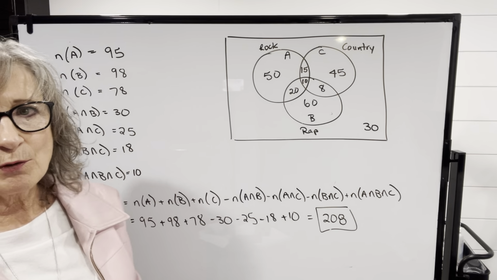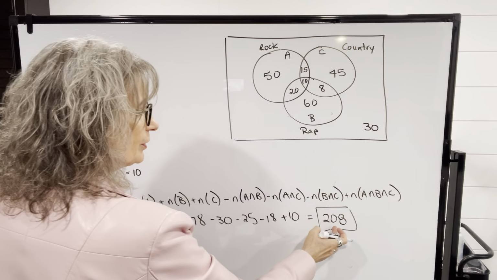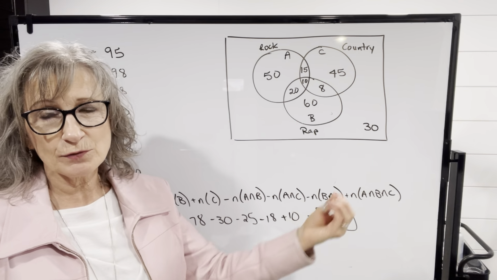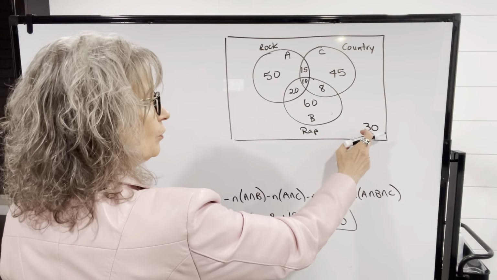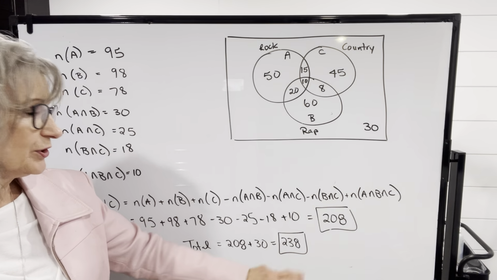And then finally, the question might say, how many people were interviewed in total? Well, we know 208 people like at least one of those types of music. 30 don't. So the total number of people interviewed will be 238.